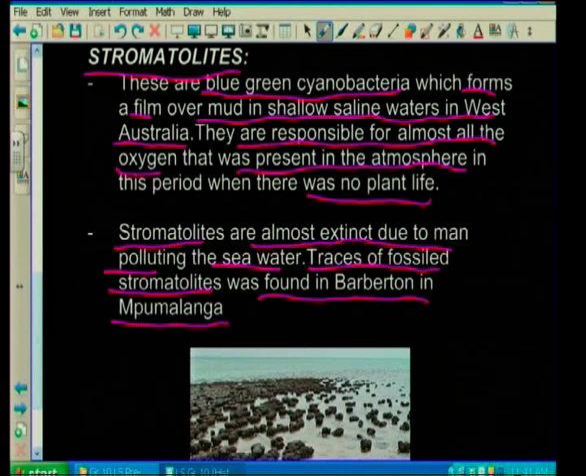Now let us look at what stromatolites are. Basically, stromatolites are a bluish-green alga which forms a film in the muds of saline water. What is saline? Saline means the salty sea water. If you go, for example, to Mauritius, you see these microbial mats in certain parts of Mauritius untouched by man. So these microbial blue-green mats are actually stromatolites which release oxygen.